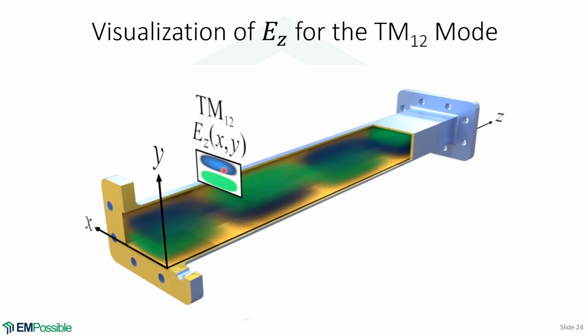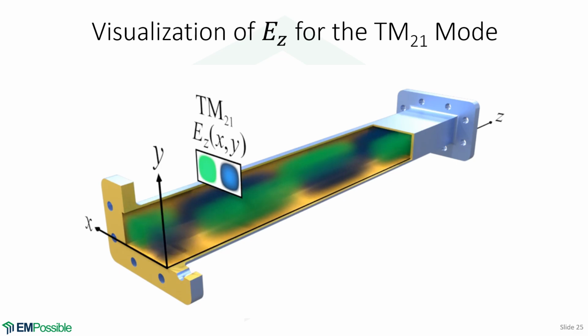Again, this cross-sectional picture does not change. All it does is accumulate phase as it propagates down the waveguide. TM21. Now we should see two bright spots along the x direction and one along the y direction. So if we look at the x direction, yes, we definitely see two bright spots and they're 180 degrees out of phase. And in the y direction, only one bright spot.